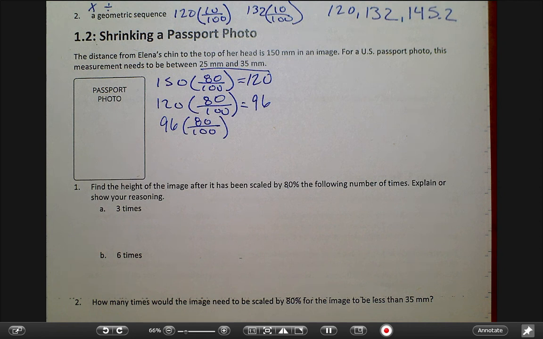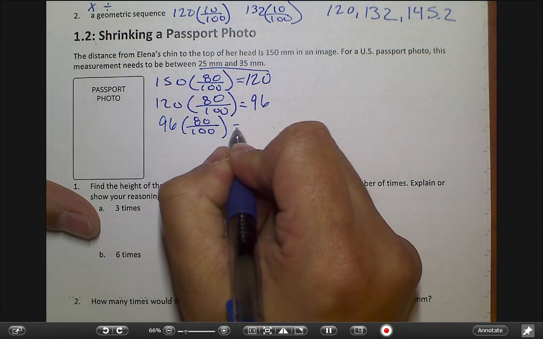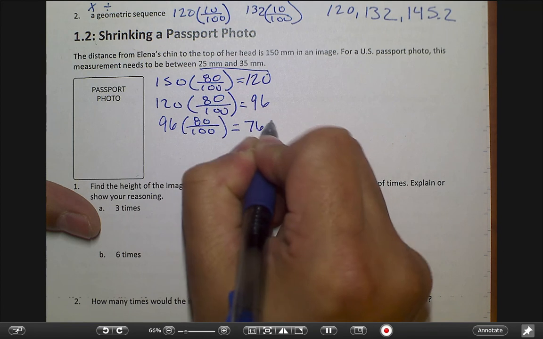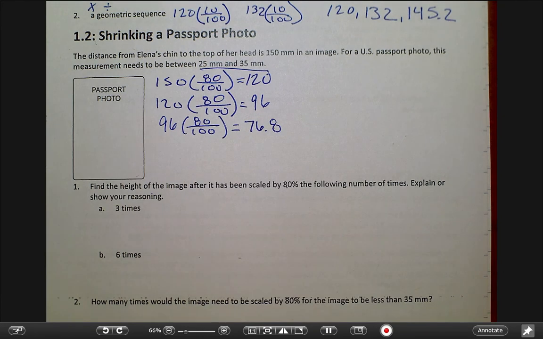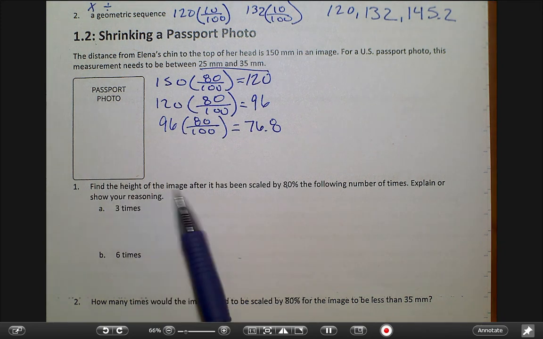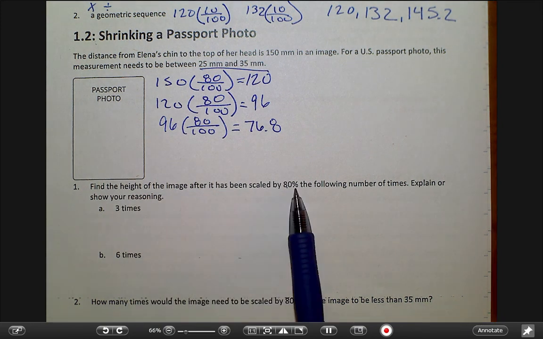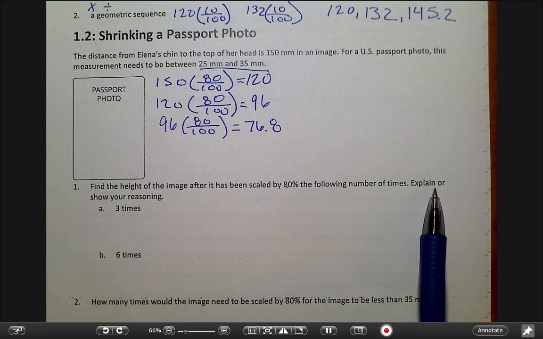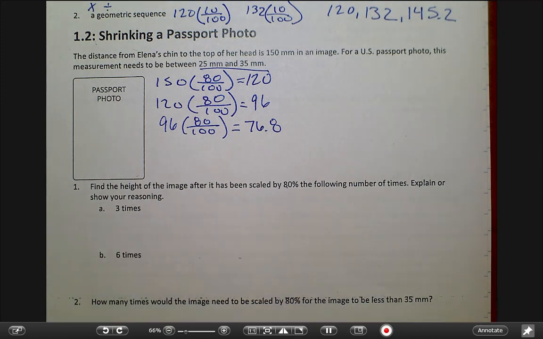This is kind of 70 something? 76. Yeah. 76. 76 point what? 8. Okay. It's still not there, but let's take a look at the question here. Find the height of the image after it has been scaled by 80% for the following number of times. Explain your reasoning.